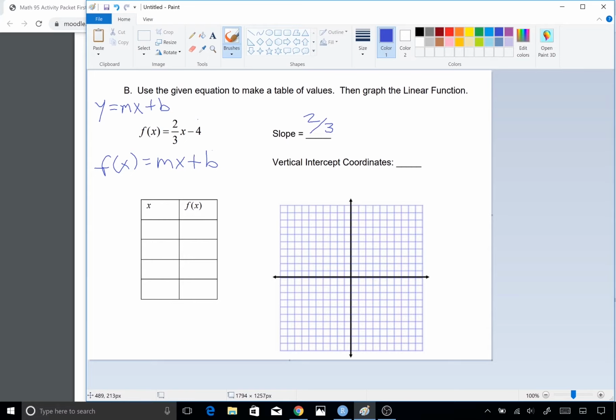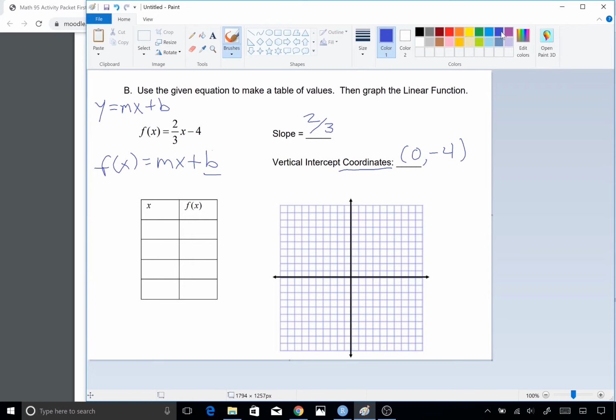So the vertical intercept coordinates will be at 0, -4. Notice they're asking us for a coordinate here, so they want to see a point. But that's why b is called the y-intercept for the function f of x equals mx plus b, because when x equals 0, the function equals b.